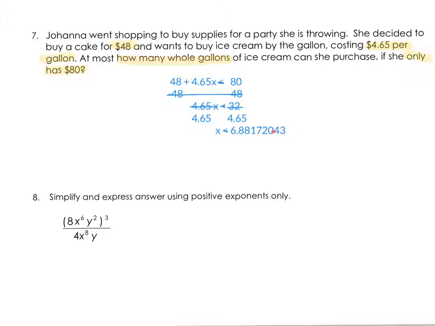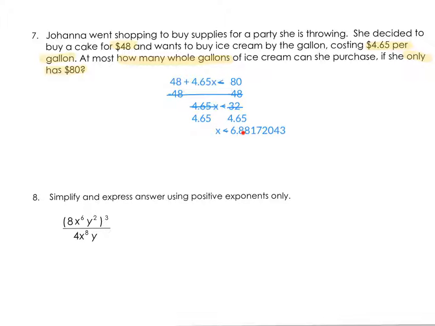6.88172043. Well, that doesn't seem right. That's okay. Remember that this is just a decimal answer, but because it's an inequality, yes, this answer wouldn't make sense in the context of the problem, but I need to pick one that does, because my answer is any x value that's less than or equal to 6.88172043.